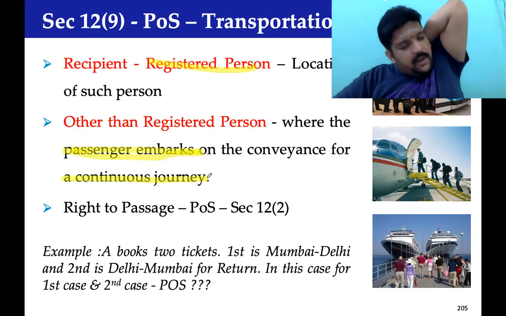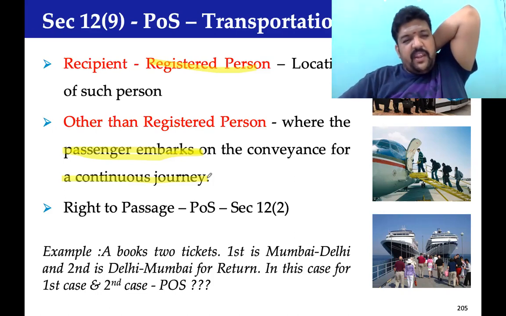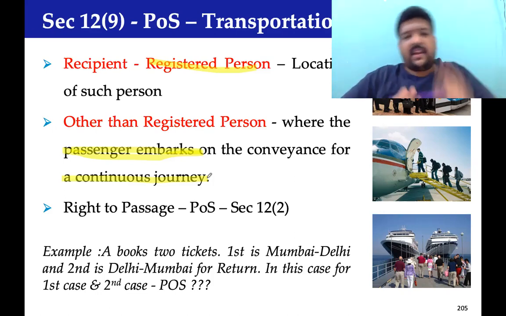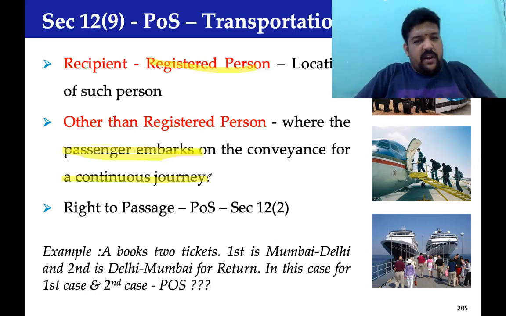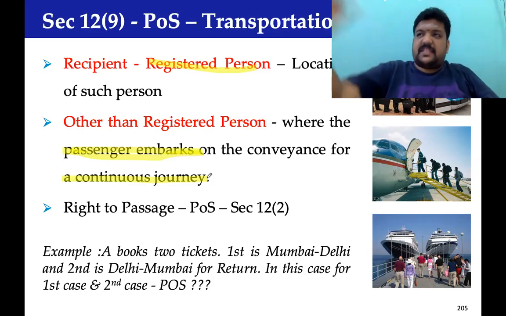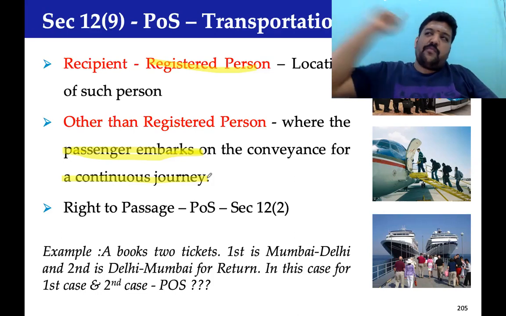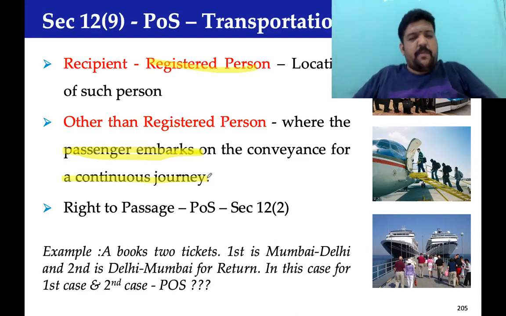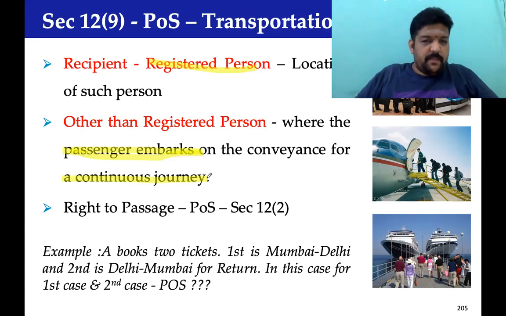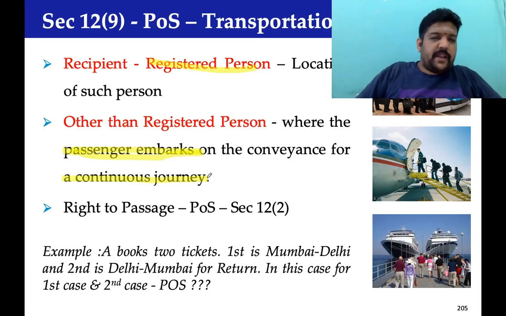The continuous journey wording gains its importance only in the other than registered person category. In the registered person category, it does not have importance at all. Because in the other than registered person category, he gets down at Mumbai and again steps into the aircraft in Mumbai. For the Chennai Mumbai ticket, place of supply will become Chennai, Tamil Nadu. For the Mumbai Jaipur ticket, place of supply will become Mumbai.